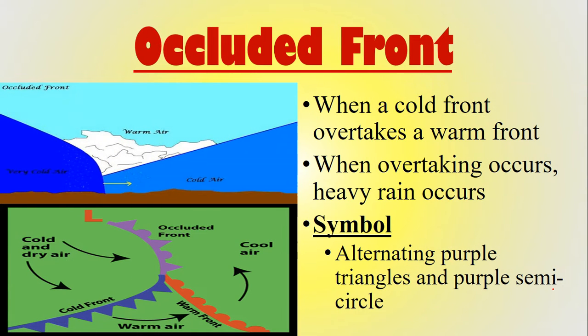And the other front is called an occluded front. This is when a cold front overtakes a warm front. And when the overtaking happens, there's usually a lot of rain. It means the warm front was moving really slow and the cold front was moving much faster and overtook it. And the symbol, you can see that right here, is alternating purple triangles and purple semicircles on one side. And that would be an occluded front.